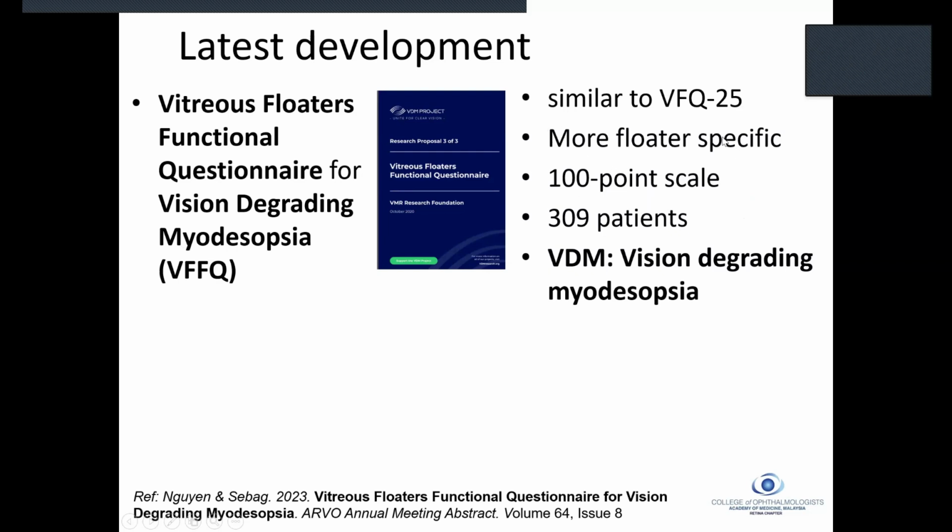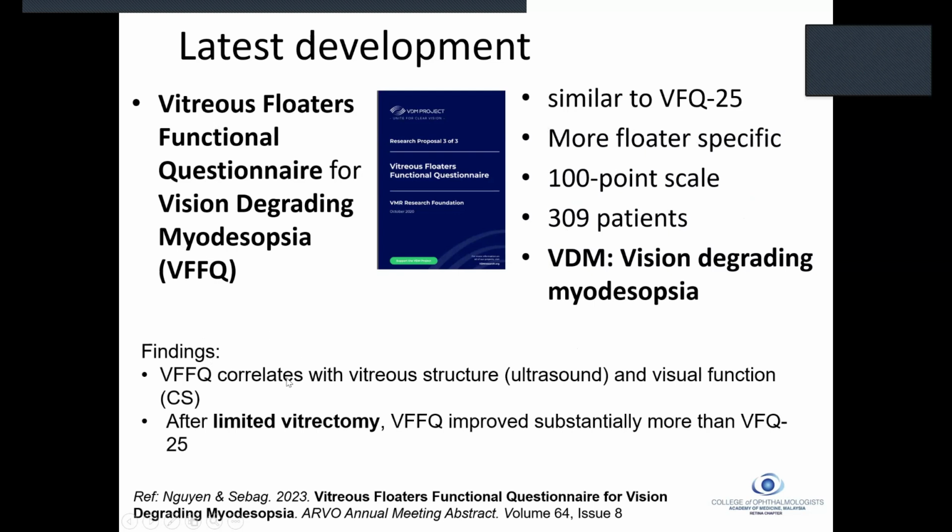This questionnaire is more floater specific, with a 100-point scale. In the study by CBAC and group, they already had 309 patients, published just last year at the ARGO meeting, and found that this new questionnaire better correlated with the structure of the vitreous on ultrasound and visual functions. They actually treated some of these patients with very significantly poor scores, and the limited vitrectomy that was done improved their visual function questionnaire scores definitely more than the previous NEI VFQ-25 questionnaire scheme.